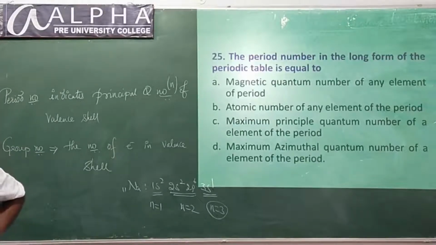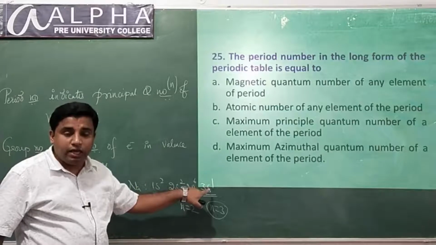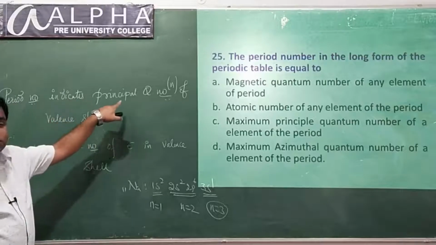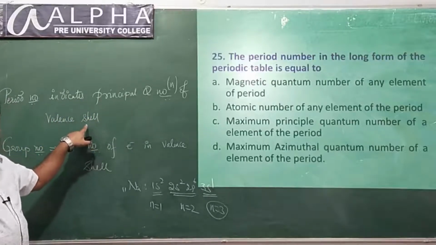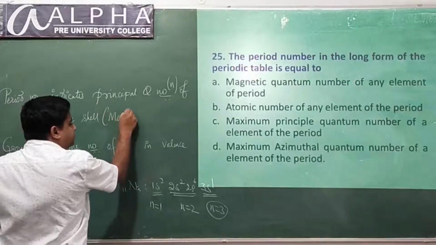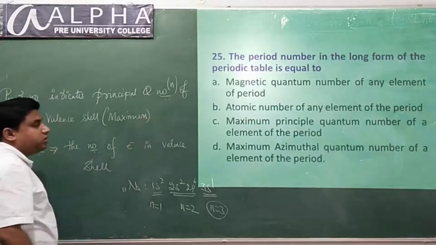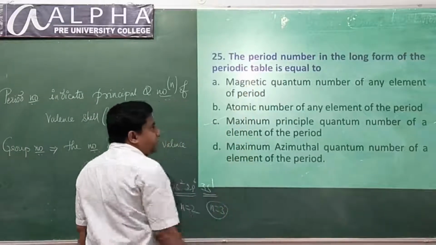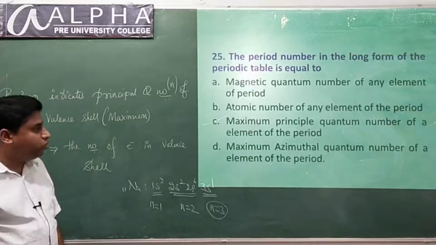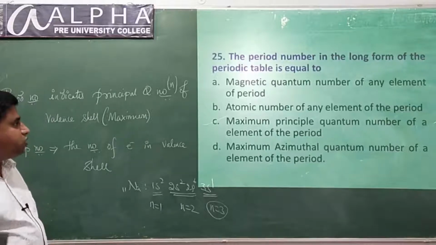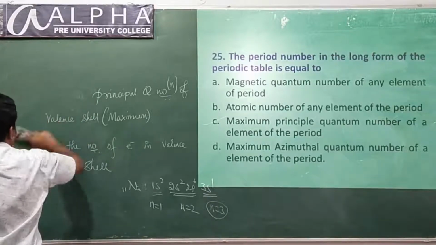When do you say that the principal quantum number is maximum? The principal quantum number is maximum for the valency shell. Therefore, he is indirectly telling that the period number indicates the principal quantum number of the valency shell. Always remember, the principal quantum number of the valency shell will be maximum. Understood? Clear? Simple? Great. So what is the correct answer for this? It is option C: the period number in the long form of the periodic table is equal to the maximum principal quantum number of an element of the period. Excellent. Next question.